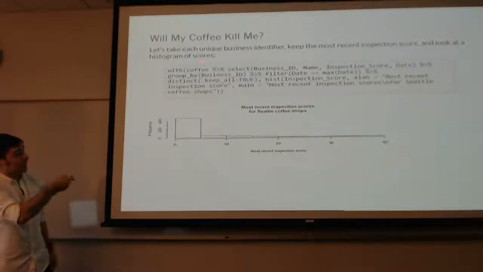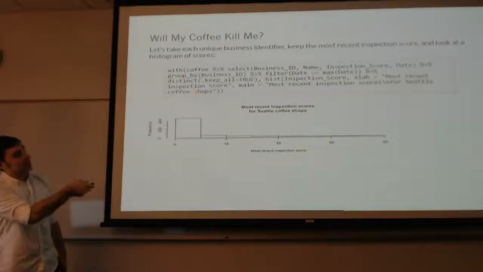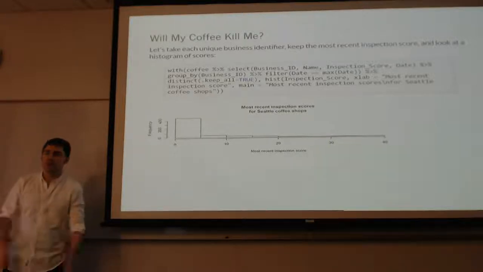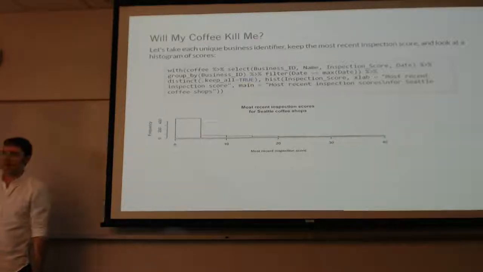It's just to make it as compressed as possible. A better way to do it would be to get rid of the with, pipe it straight into histogram, and do dollar sign inspection score. It'd be the same thing. Yeah, with is the base R way of doing it. I kind of slip back into using base R once in a while because I learned wrong, because I taught myself.